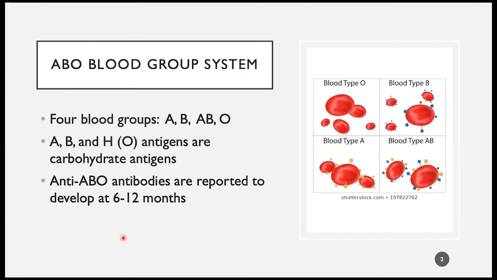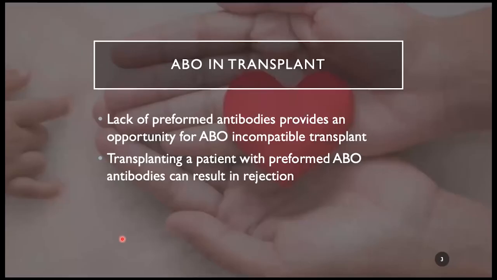So just a bit of background information. The ABO blood group system consists of 4 blood groups, A, B, AB, and O. The ABH genes will encode for glycosyl transferases that add carbohydrate units to form the carbohydrate antigens. Anti-ABO antibodies are reported to develop at 6 to 12 months. Lack of these preformed antibodies to ABO is an opportunity for transplant. Once patients form antibodies, transplant is restricted to ABO-compatible transplant. Otherwise, this can result in hyperacute rejection.